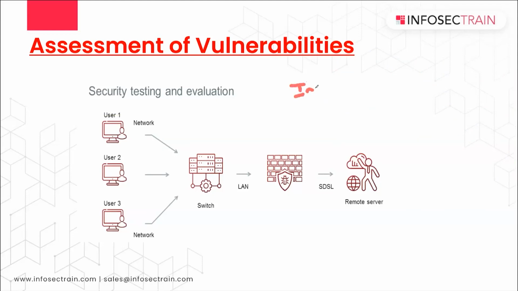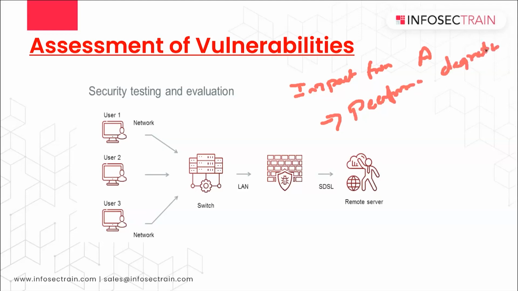So let's say the impact from availability. What will be there? Hardware failure. We call it performance degradation. Service is unavailable. Service has been interrupted. Again, it's an impact on availability. Impact on confidentiality: leak of confidential information.